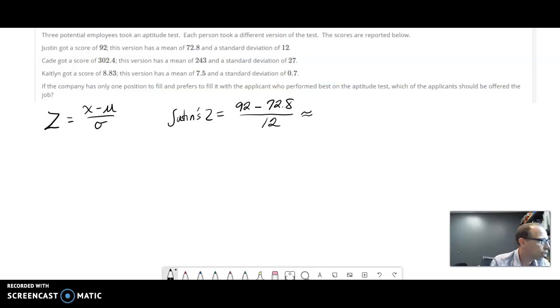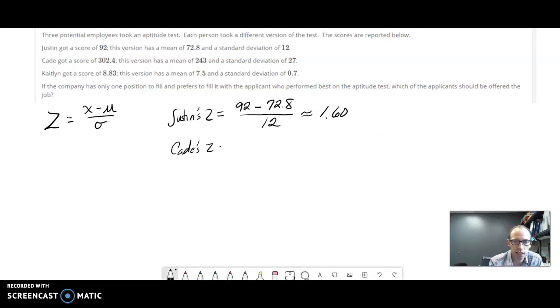Let's divide that by 12. So we'll get about 1.6 for Justin. And what does that mean? That means Justin scored 1.6 standard deviations above the mean.